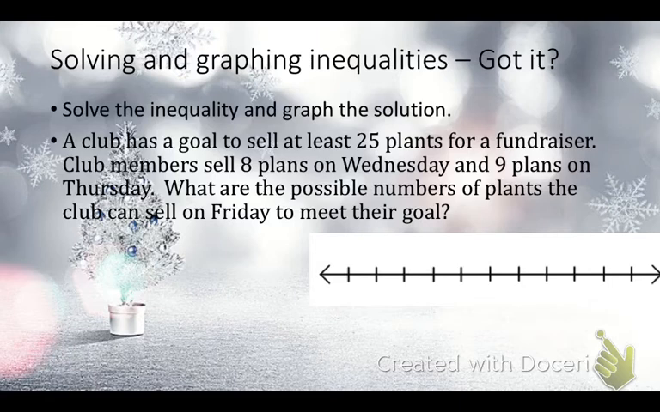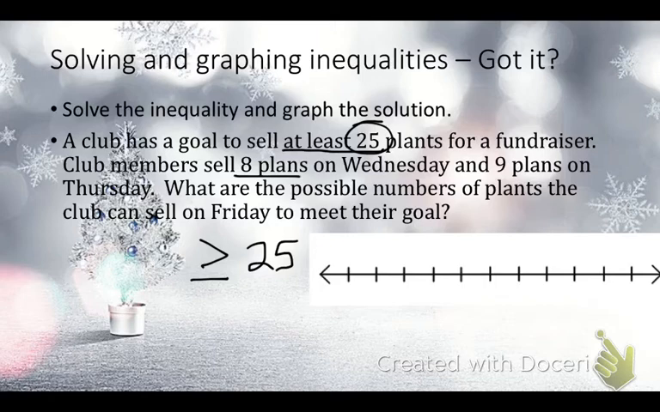All right, welcome back. A club has a goal to sell at least 25. So what that tells me is that the minimum is 25, and the amount sold can actually be greater than that if the people are selling lots of stuff. So when the club has a goal to sell at least 25 plants, my amount sold has to be greater than or equal to that 25.